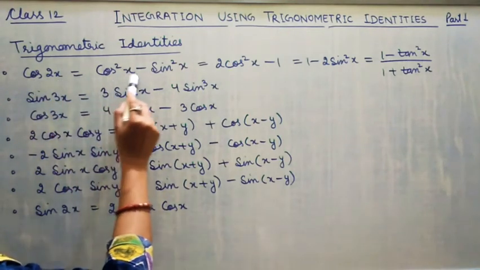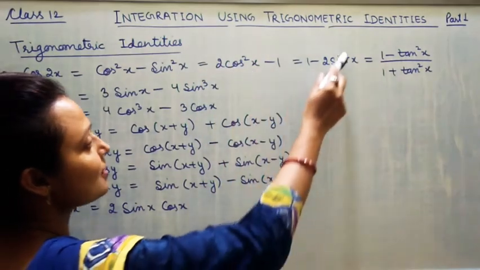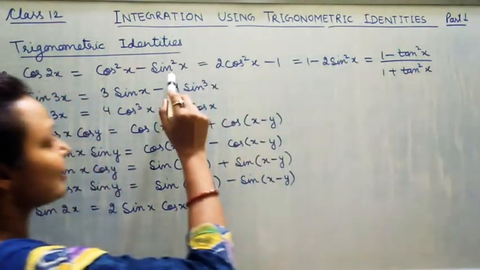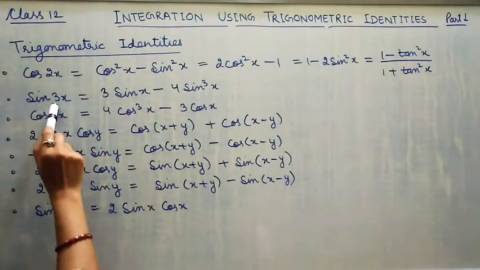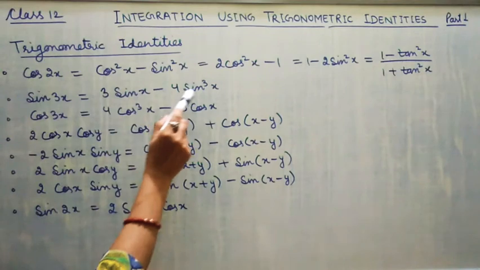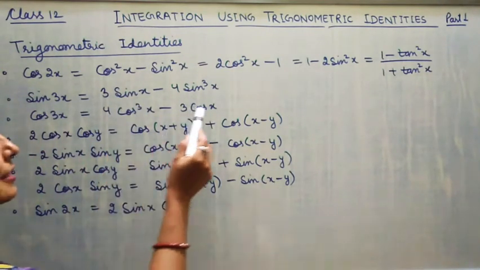Cos 2x has 3 formulas in the form of sine and cos. One is purely in the form of cos. One is purely in the form of sine. One is a mixture of sine and cos, and one is in the form of tan only. So sin 3x is equal to 3 sin x minus 4 sin cube x. Cos 3x is equal to 4 cos cube x minus 3 cos x.